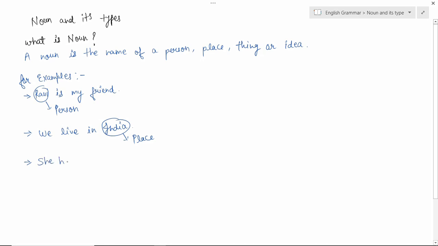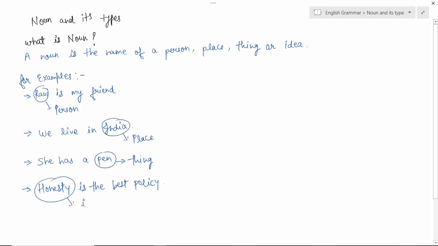She has a pen. Here, pen is the thing. Honesty is the best policy. Here, honesty is the idea. So, in these examples, Ravi, India, pen, and honesty are the examples of noun. So now you know what a noun is. Let's now look at its types.